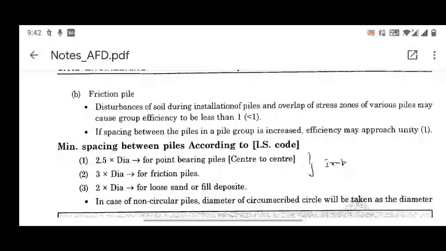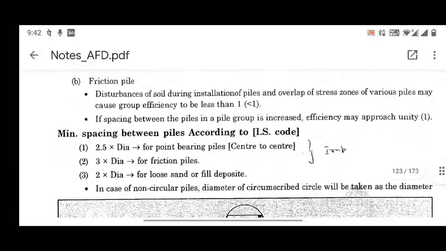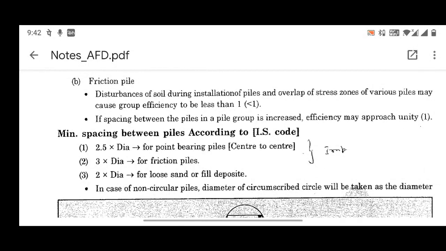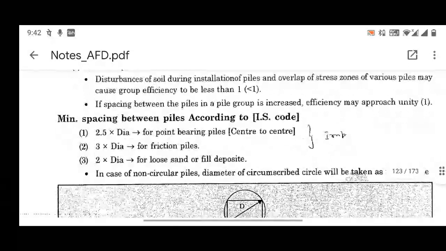Now, minimum spacing between piles. Class, please note this as important also. It is written important here because in GATE they can ask you this question. For point bearing piles, meaning the load is transferred through end bearing, what will be the minimum spacing of piles in a group so that we can have the maximum efficiency? First, it is 2.5 times the diameter for point bearing piles. For friction piles, it is 3 times the diameter of the pile. For loose sand and fill deposit, we have 2 times the diameter of piles, right? So please note all these three criteria for the minimum spacing of piles as per the Indian Standard.